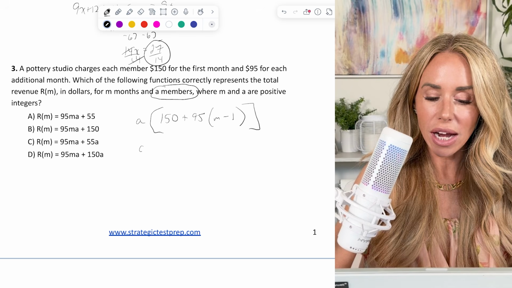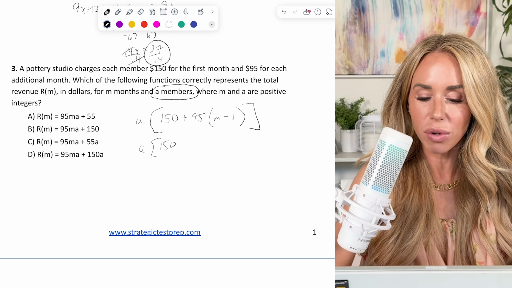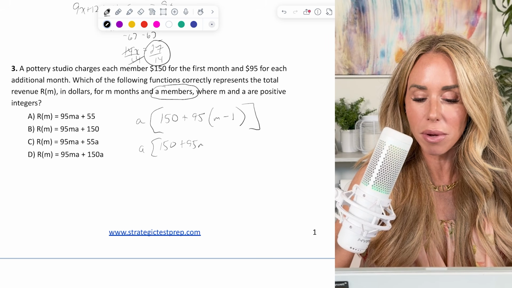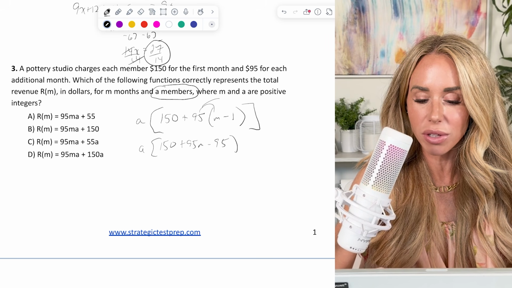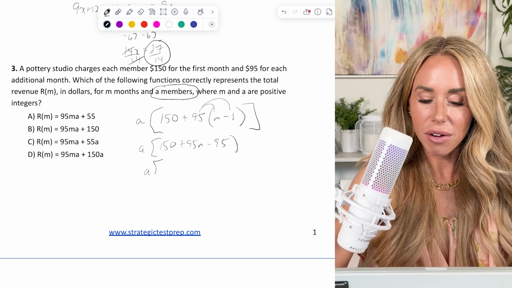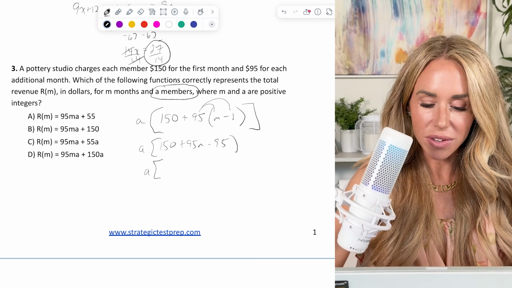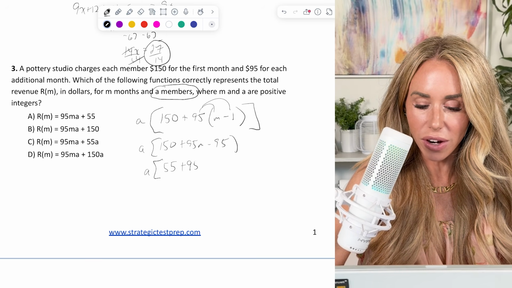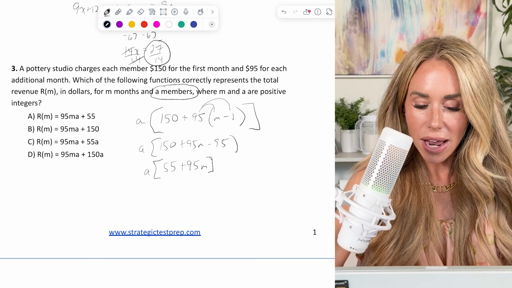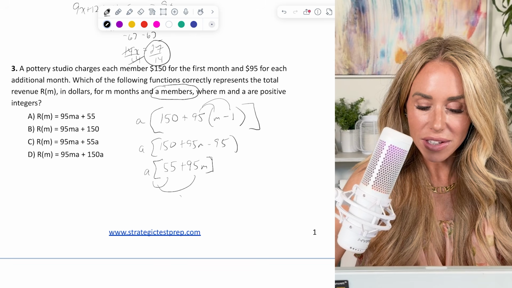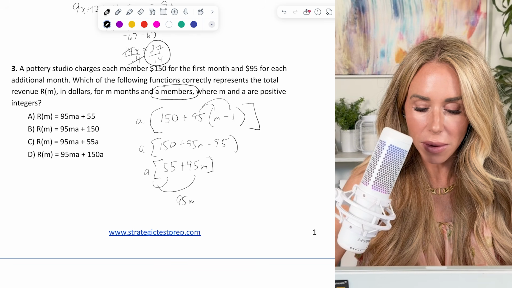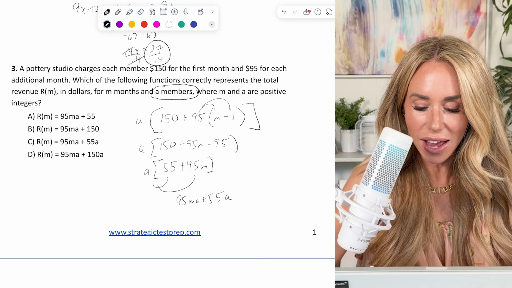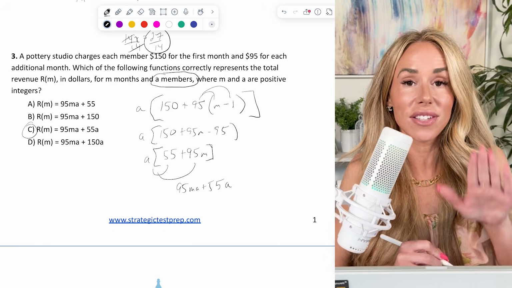So essentially, I'm going to just simplify now. I have 150 plus 95M minus 95. I just distributed, right? And then I have 150 minus 95 is 55 plus 95M. Now I can distribute the A. That's how I end up with 95MA plus 55A. Your answer is going to be C.